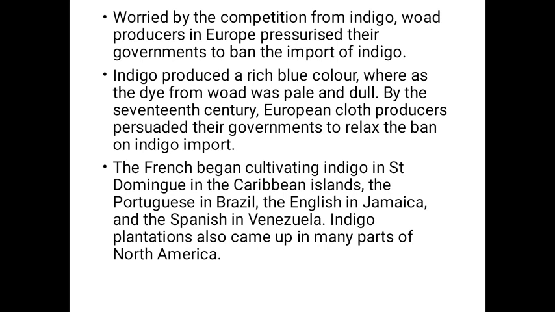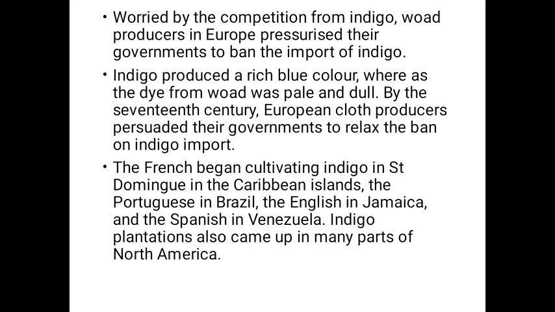Indigo produced a rich blue color, whereas the dye from woad was pale and dull. This is the difference why the cloth manufacturers preferred indigo. The color given to the cloth by indigo was very clear blue and it was permanent, whereas the color given by woad was pale and dull. Pale means that gradually it used to lose the original color given to the cloth. By the 17th century, European cloth producers pressurized their governments to relax the ban on indigo import. Earlier, they pressurized to ban the import of indigo; now, they are pressurizing their government to relax the ban.